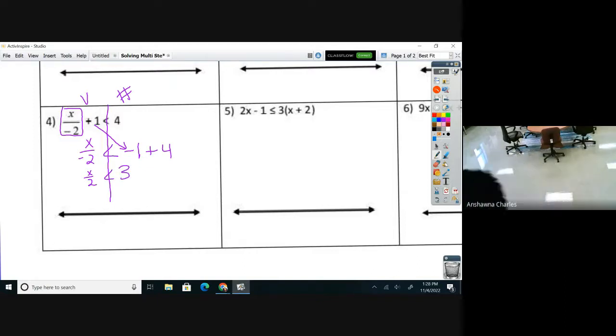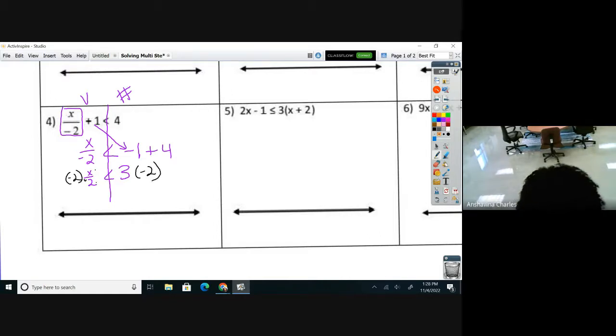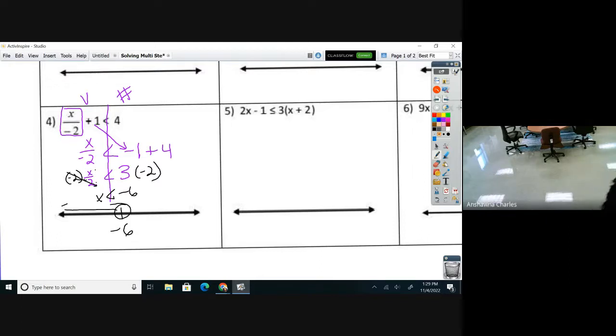So this is a little different because the last step I'm actually going to have to multiply, because this is dividing. It's divided by 2. So I'm going to have to multiply by negative 2. So it cancels. So I'm left with x is less than negative 6. So my graph has 6, open circle, and I'm going to the left.